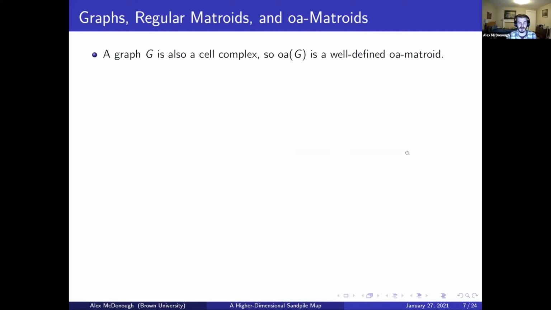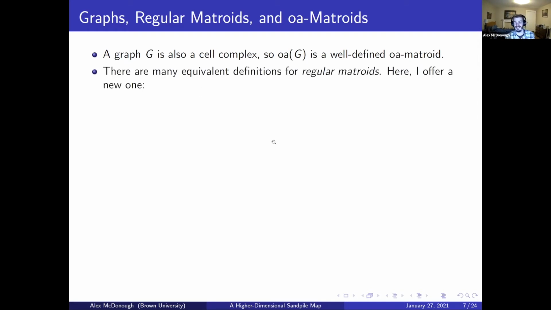Because we can do this for cell complexes, we can also do it for graphs. So OA of G is a well-defined OA matroid. And I also want to have a connection to regular matroids.